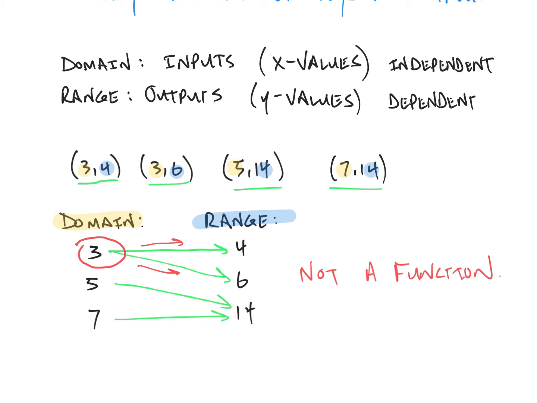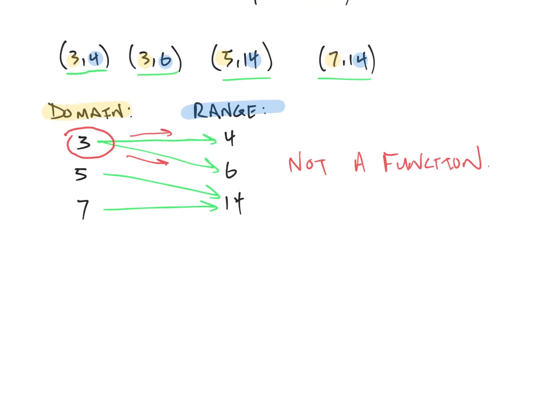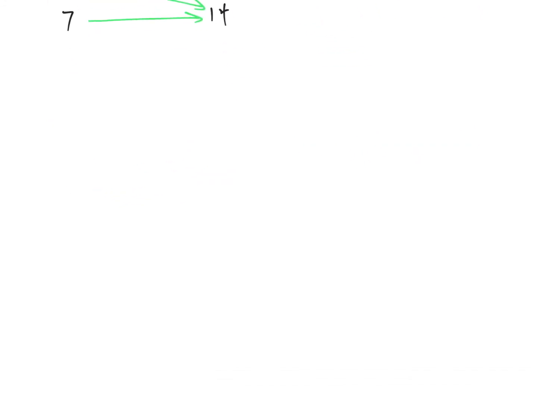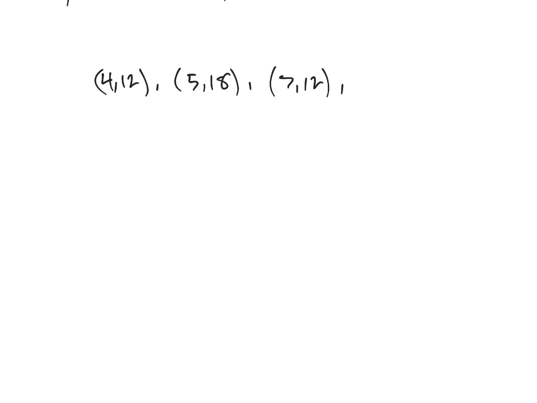All right. Looking at another example from the book. Let's do another one here. So this time they give me the relation (4, 12), (5, 18), (7, 12), and (8, 19). All right, and we want to determine if this is a function.